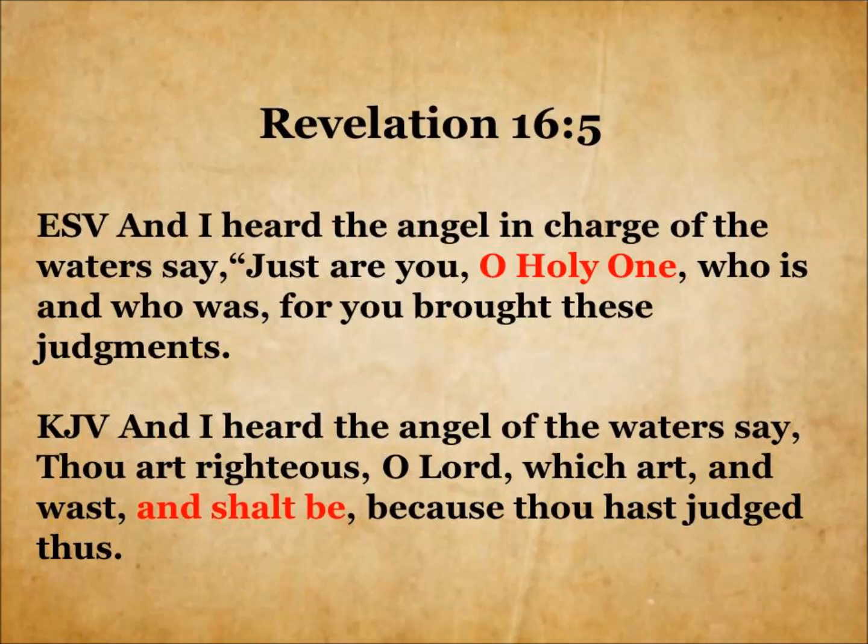This one, to me, might be even worse than the last one, although I find the last one more interesting. Revelation 16:5. The difference in textual variant. The ESV reads, "Just are you, O Holy One, who is and who was." The King James reads, "O Lord, which art and wast and shall be." So you can see I've put in red the textual variant. You have O Holy One, which is Hagios, versus and shall be, which is Esomenos.